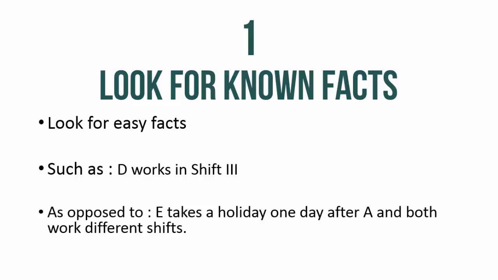Don't look for any indirect, long-winded, complicated sentence such as E takes a holiday one day after A and both work different shifts. Because without any base information, you cannot extract any meaning out of this sentence. Whereas a sentence such as D works in shift 3 gives you direct information into your hands. So look for easy and known facts first before you go to a more complicated fact.